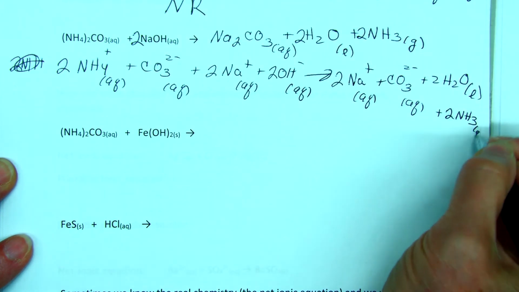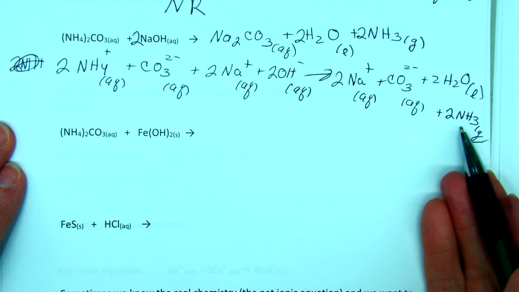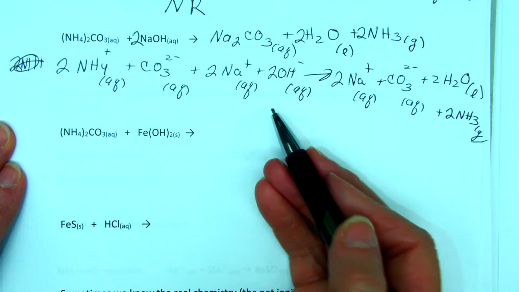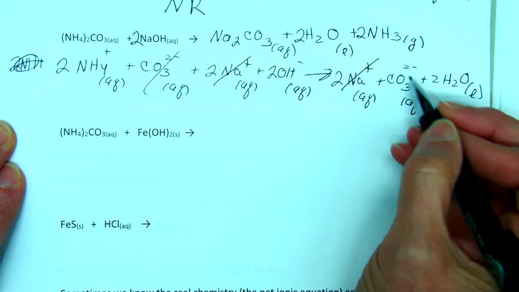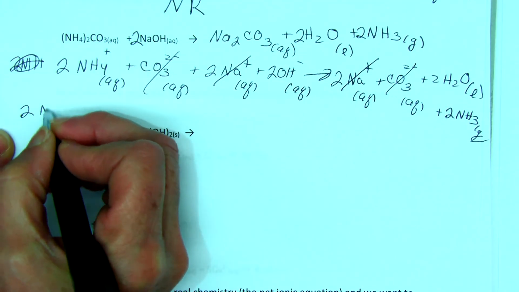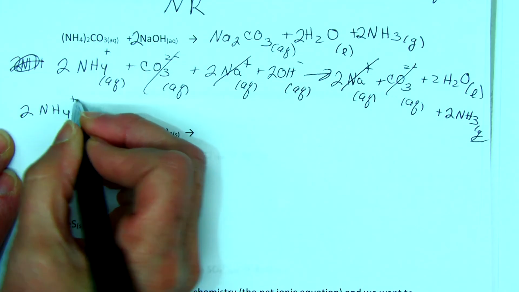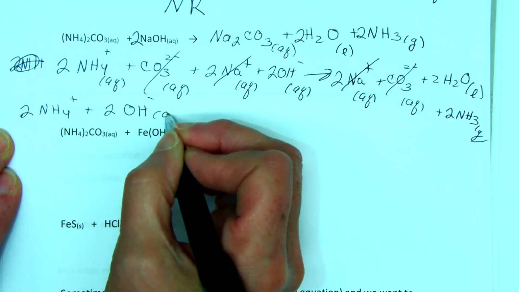So here we have real chemistry. We made a weak electrolyte and we made a gas. So when I look at what breaks down, okay, everything, and then what appears on both sides, 2 sodiums and a carbonate. So what's left is 2 ammonium plus 2 hydroxides. Both of these are aqueous.